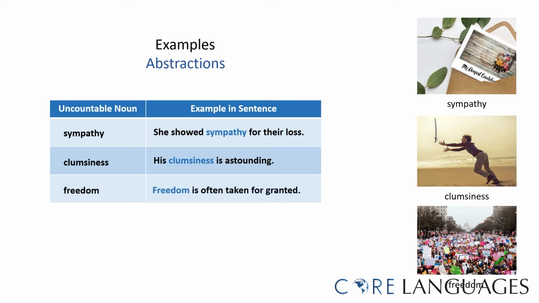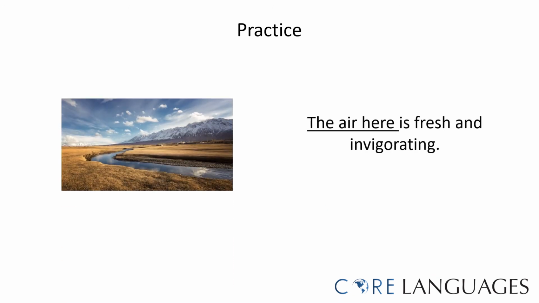Freedom. Freedom is often taken for granted. In this example, no article was used. Look at this example. The air here is fresh and invigorating. Is the air a countable or an uncountable noun? Air is an uncountable noun, but because we are referring to specific air, we can use the definite article the. The air here is fresh and invigorating.